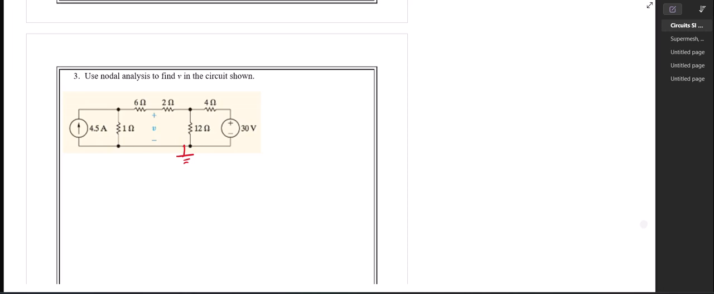I may have done this problem before. Does it look familiar? It's not from your book, so yeah. So okay, well, let me just go ahead and do it.